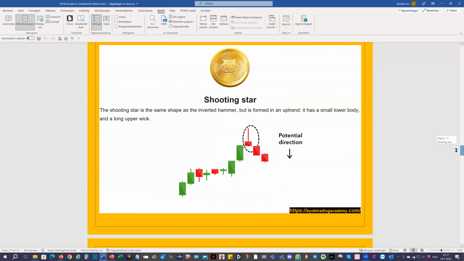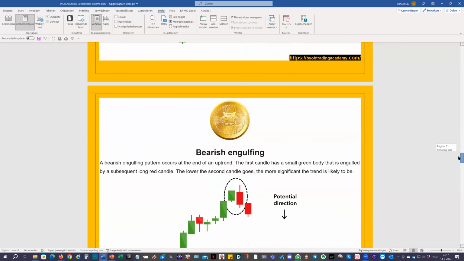Here we have the shooting star. We can see here again, it's the opposite of the hanging man. It's a red candle with a long wick on the upside. And we can see that after the market has come up, here it's starting to change. And we can see it here by this candle, the shooting star. We go now to the next one.